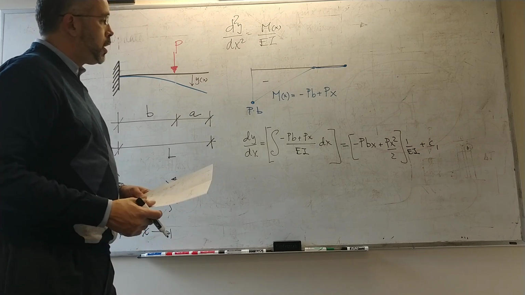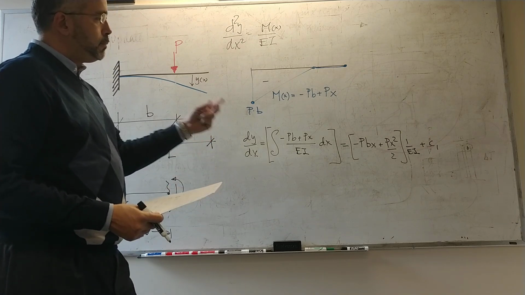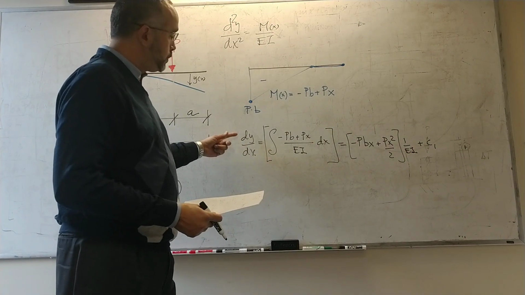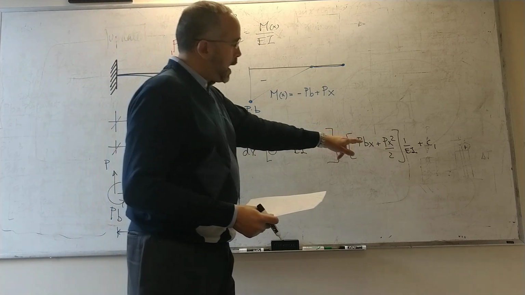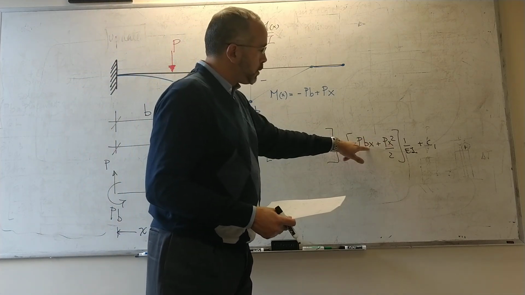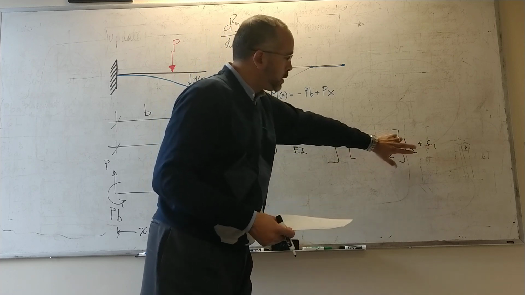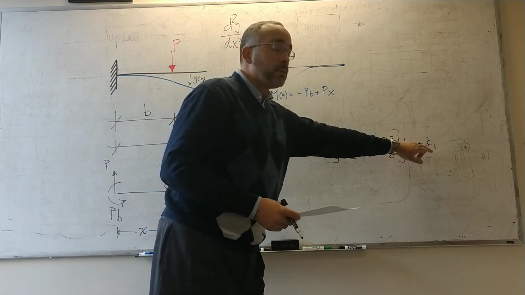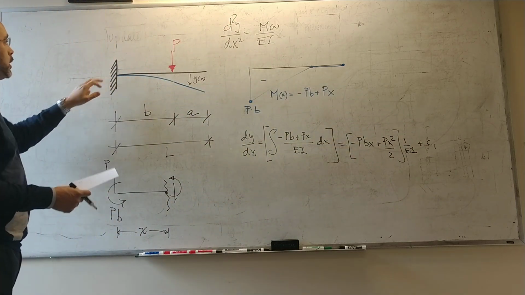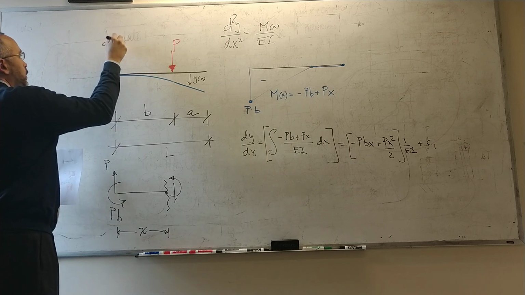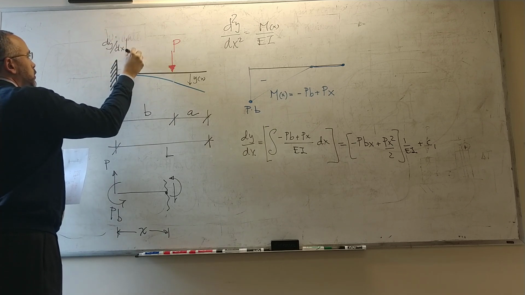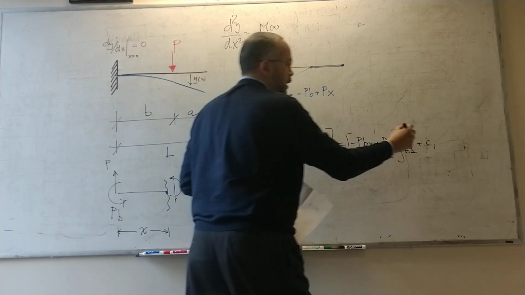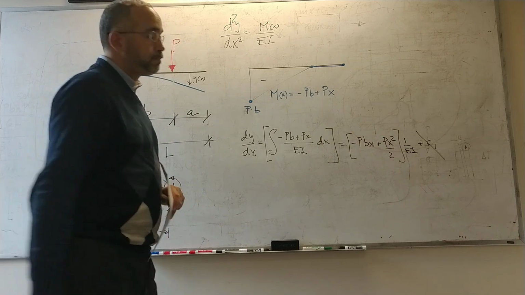Now that integration constant means the angle, right? This is the slope angle at x equals 0, right? Because when x is 0, this whole thing cancels, and then you're left with the slope at 0 is c1. Well, we know from the boundary condition that the slope at x equals 0 is 0, which means that c1 is 0.